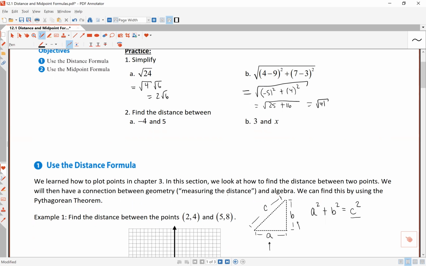Now again, we're finding distance between 2 points. And so to find the distance between 2 numbers on a number line, between negative 4 and 5, remember there's a 0 in between those. So the distance is always the larger one minus the smaller one. And there's 9 units separating those two. 5 minus negative 4 is 9. Whereas if it's the distance between 3 and x, we would say that distance is then x minus 3.